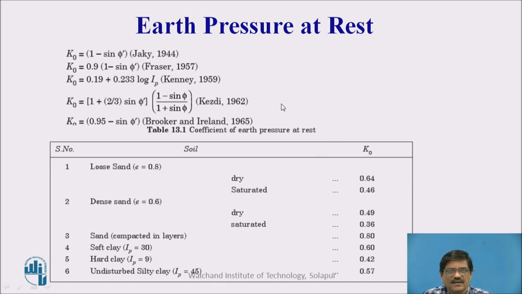Now, there are some typical values of the earth pressure at rest given by many researchers. You can see here the different formulas we get for K0 as per the various researchers. Then a typical table is also represented here, wherein some values of K0 are given for different types of soil in dry as well as in saturated condition. These values of K0 one can refer to in the absence of data.